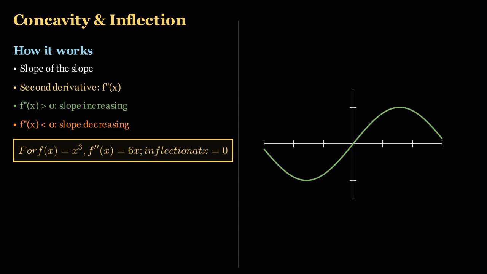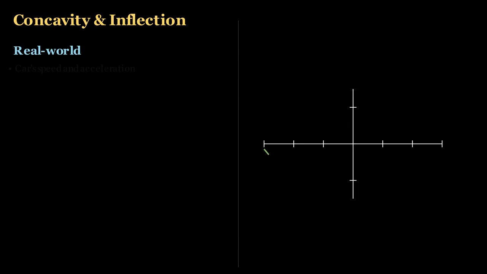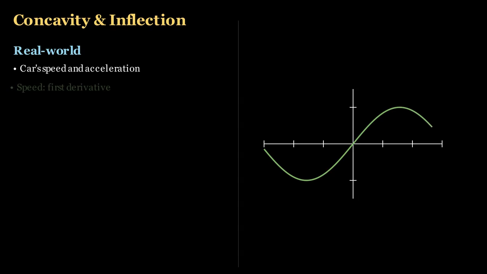Let's make this concrete with a car on a straight road. Suppose the car's position over time is given by a cubic function, f of t equals t cubed minus 3t squared plus 2t. The first derivative, f prime of t, is the car's speed. The second derivative, f double prime of t, is its acceleration, how quickly the speed is changing. Let's find where the acceleration is 0 to locate an inflection point. We compute f double prime of t equals 6t minus 6. Set that to 0, 6t minus 6 equals 0 gives t equals 1 second.